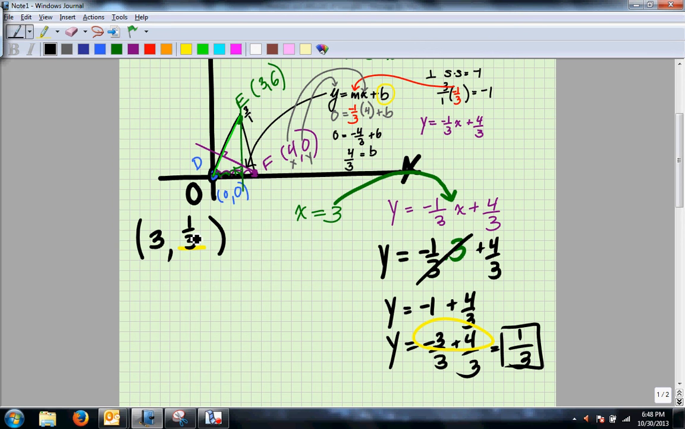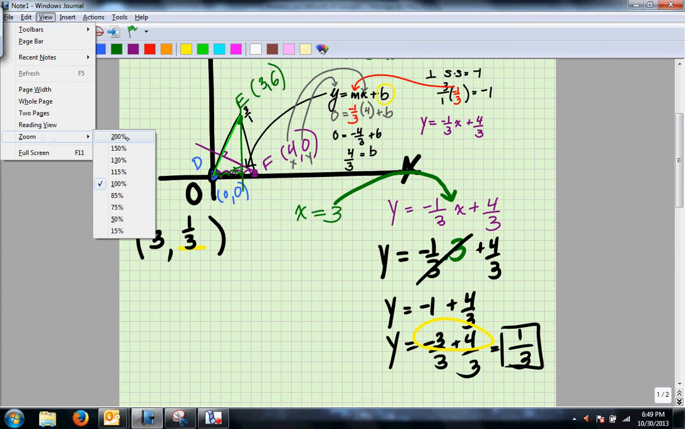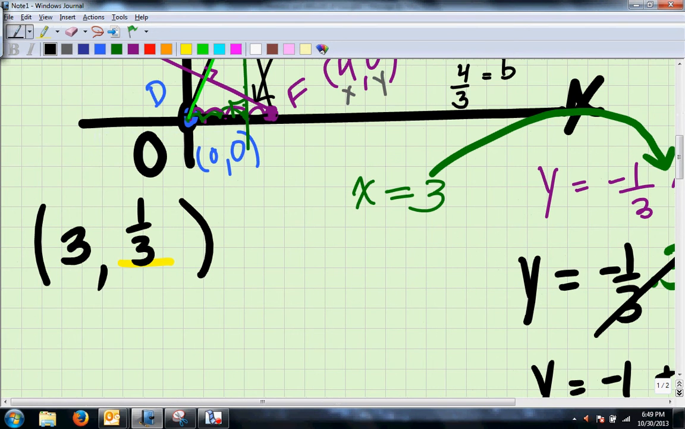Now, you take a very close look here. I'm going to get really close and see if this is actually the case. Now, this is not.